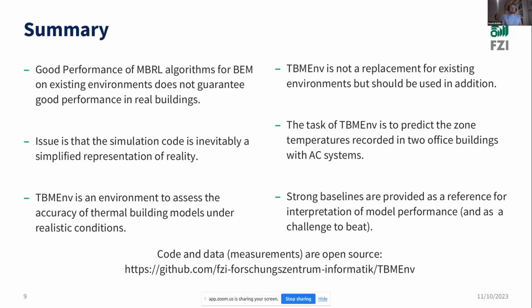And TBMNF, that's the important point, is not a replacement, but something you might want to use additionally to get more insight about the expected generalization of your models. The task of TBMNF is to predict the zone temperatures recorded in 2 office buildings with AC systems, and we do provide 2 strong baselines for interpretation of model performance and as a challenge to beat. And finally, everything we've developed and all the data that has been used in our environments is open source on a GitHub page. So please go there if you're interested, use it. That's what it's for. Thank you so much.